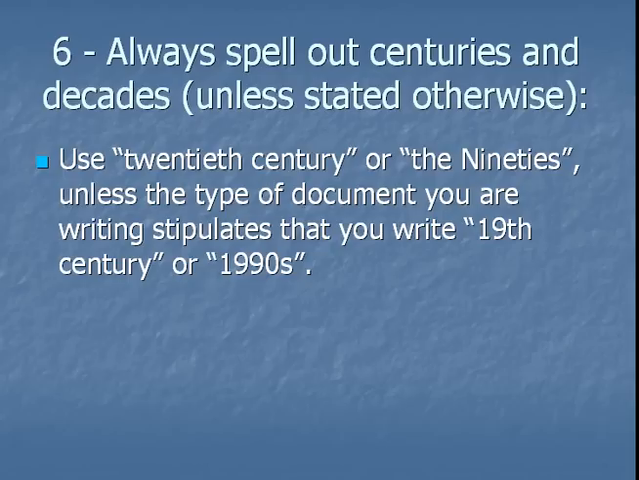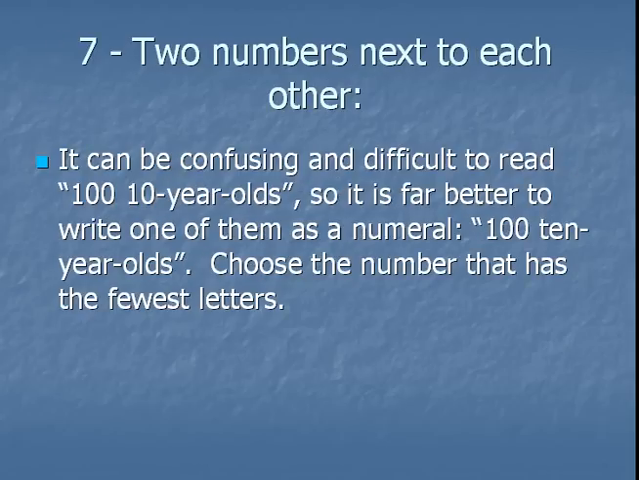Number 7, when you have two numbers next to each other. This can be confusing and a little bit difficult to read. For example, "110-year-olds." So it's far better to write one of them as a numeral: "one hundred 10-year-olds." Choose the number that has the fewest letters.